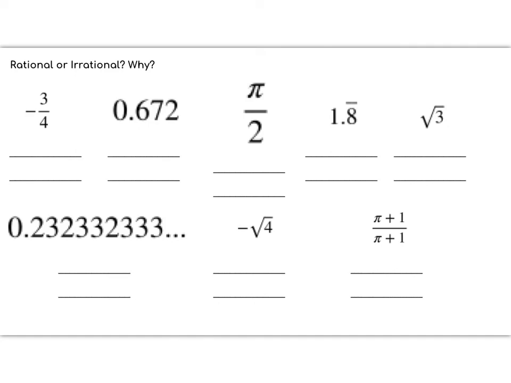So here's what we're going to do with this. You're going to be given a number. You're going to answer whether it's rational or irrational, and you're going to answer why. So -3/4, is it rational or irrational? It's rational because it's a fraction. It's a normal fraction, okay? So that's a rational number. Next, 0.672 or 672 thousandths. Is that rational or irrational? That's a rational number because it's a terminating decimal.